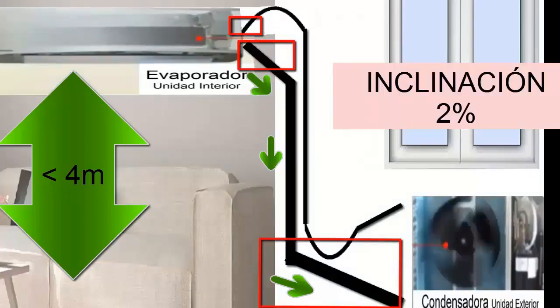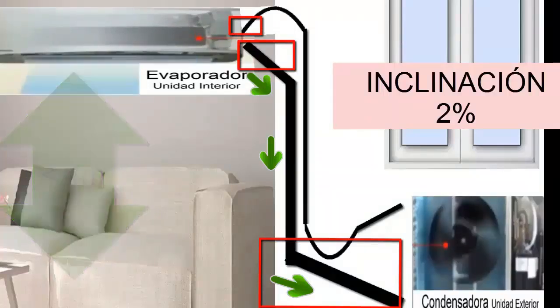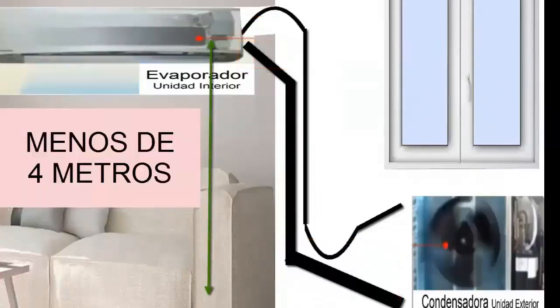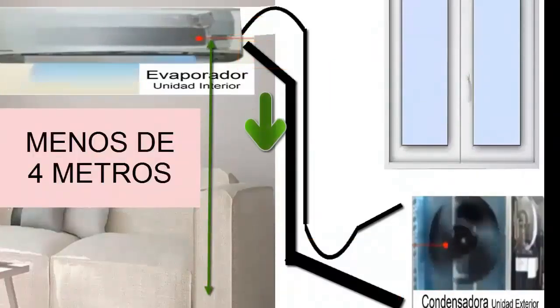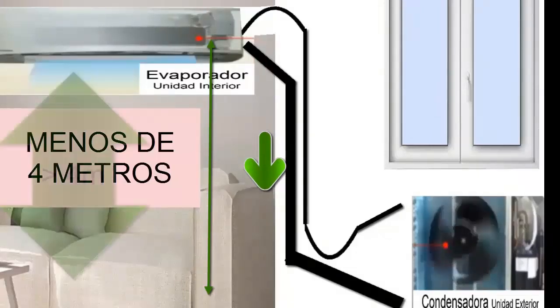C. With the correct pipe inclinations, when the system is off, part of the oil in the evaporator falls by gravity to the compressor suction.